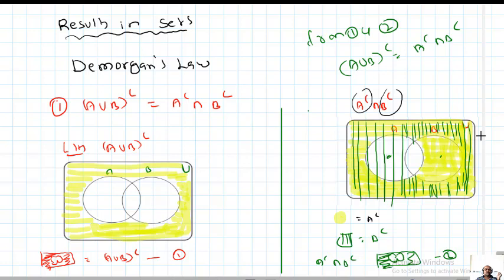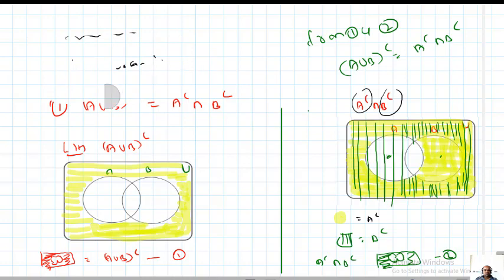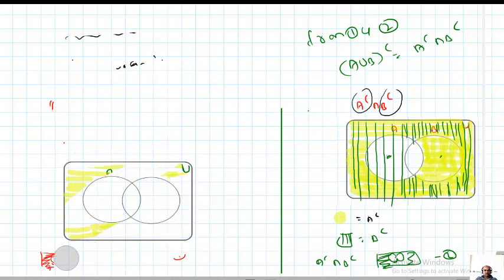Now I want to prove another De Morgan's law. I think you people understood. The second De Morgan's law. Again, I want to use the same diagram here.